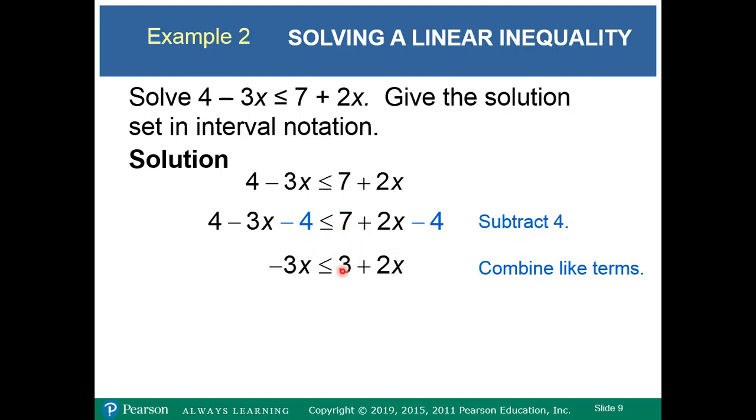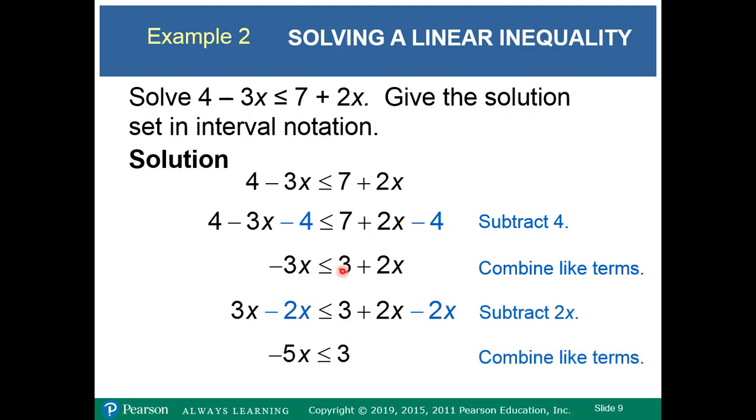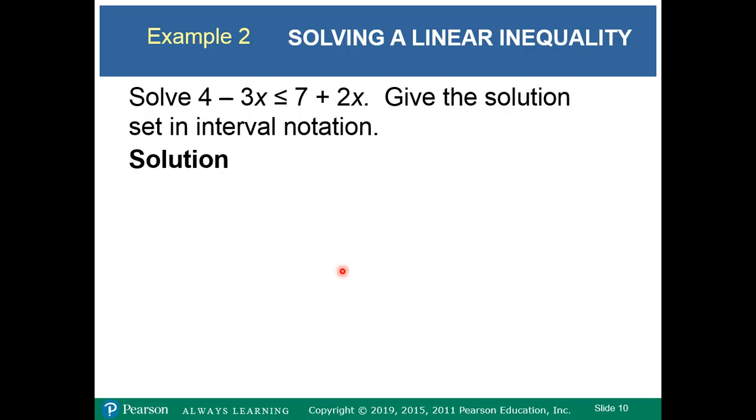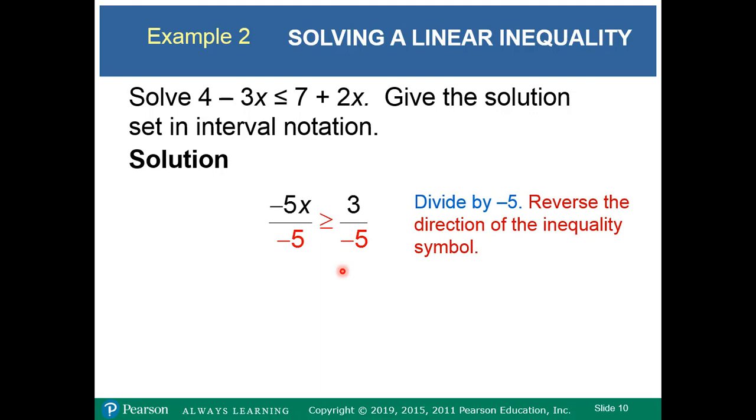And now what we're going to do is we're going to subtract 2x from both sides. And then combine like terms. And then now what we're going to do is we're going to divide by what? Negative 5. Now remember, we have to flip the sign. So we flipped it from less than or equal to, to greater than or equal to. So that means x is greater than or equal to what? Negative 3/5. And so how do we graph this?